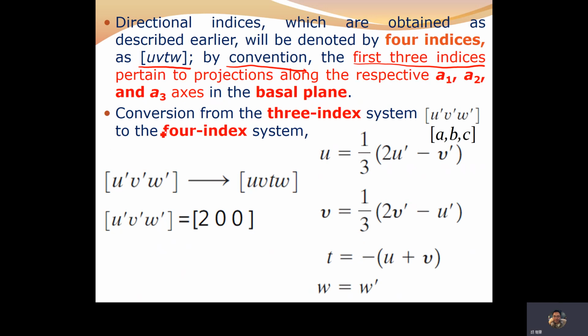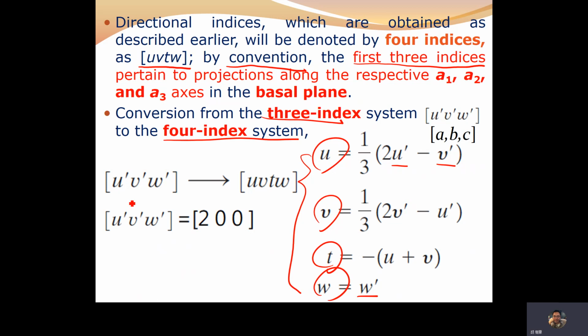Therefore the convention from the 3 index system to the 4 index system, we can summarize with a formula. Here U prime, V prime, and W prime are defined for the 3 index system. From this convention, we can convert U prime, V prime, and W prime to U, V, T, and W. Therefore we went from the 3 index system to the 4 index system. This is a different notation, where U prime means a, V prime is b, and W prime is c, the lattice parameters.